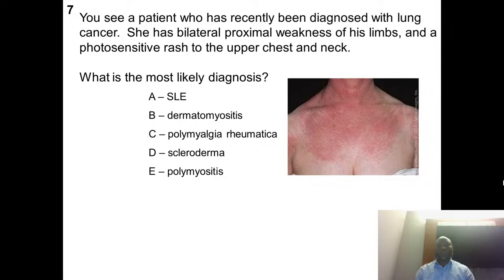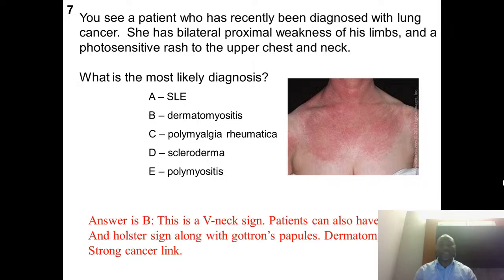Question 7: you see a patient who has recently been diagnosed with lung cancer. She has bilateral proximal weakness in her limbs and a photosensitive rash on the upper chest and neck. What's the most likely diagnosis here? Option A, lupus; option B, dermatomyositis; option C, polymyalgia rheumatica; option D, scleroderma; option E, polymyositis? The answer here is B. This is a V-neck sign, and this is seen in dermatomyositis.